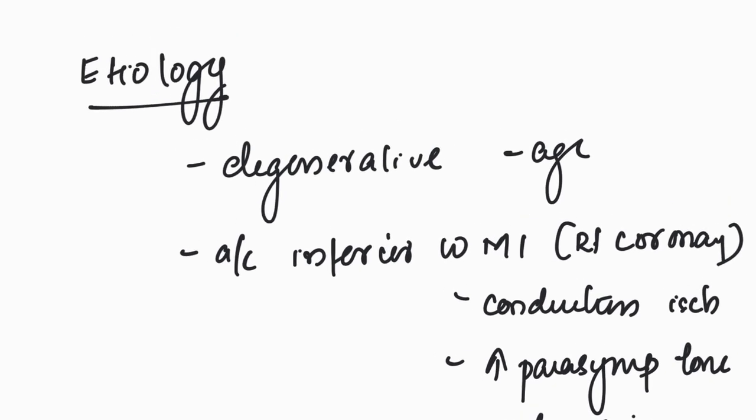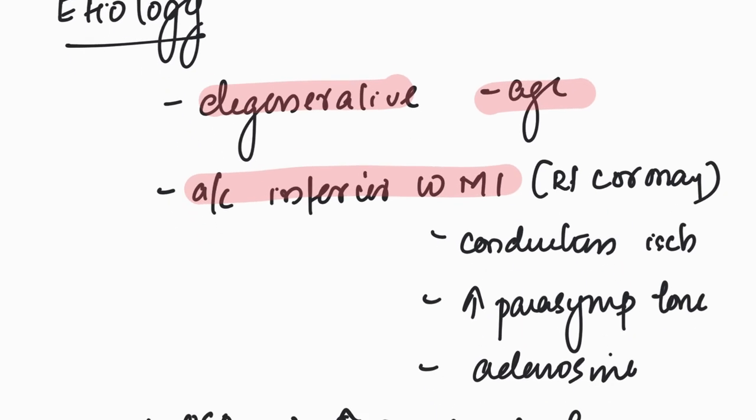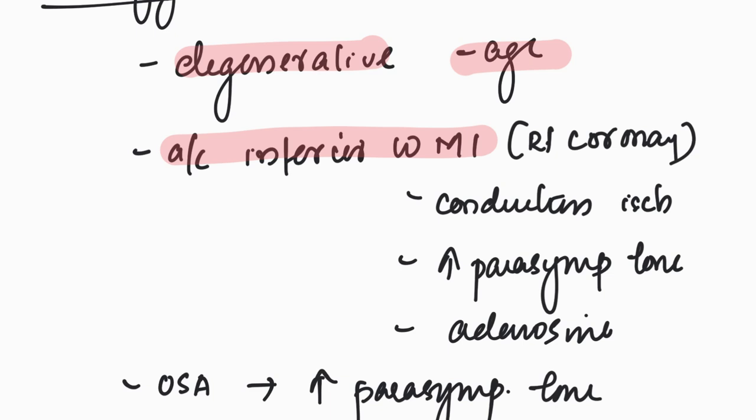Most common is degenerative, that is age-related fibrosis of the conduction system, as we have discussed in sick sinus syndrome and sinus nodal dysfunction. Acute ischemia can also cause it, especially inferior wall ischemia produced due to right coronary artery obstruction. This can lead to ischemia of the conduction system and also cause increased parasympathetic tone and adenosine release from the ischemic myocardium. All this contributes to bradycardia.